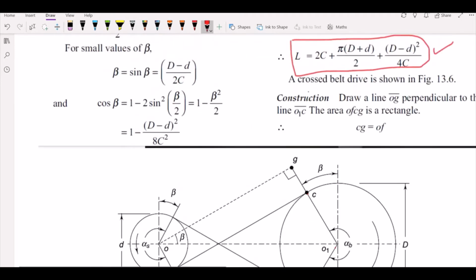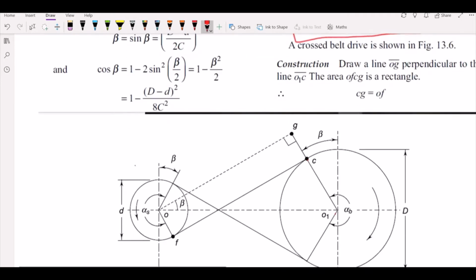So here, if I want to draw OG perpendicular, the OG we need to draw perpendicular to FC. So here, which we say is OC. For this OC, where is this OC over here? For this perpendicular line, you need to draw it. So this forms a rectangle. Okay, so here OF length will be equal to GC. OF length will be equal to GC.